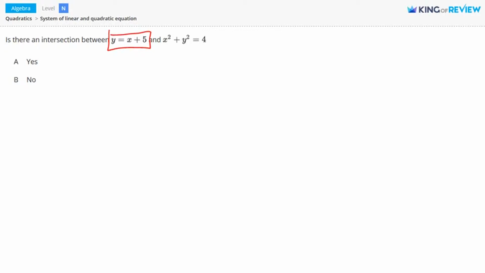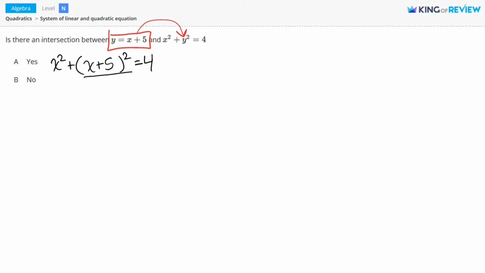We have the equation y equals x plus 5. We're going to substitute the x plus 5 into the second equation for y right here. So we have x squared plus y squared equals 4. Notice I left an open space for y. I'm going to substitute x plus 5 for y here. So x plus 5 goes in the parenthesis.